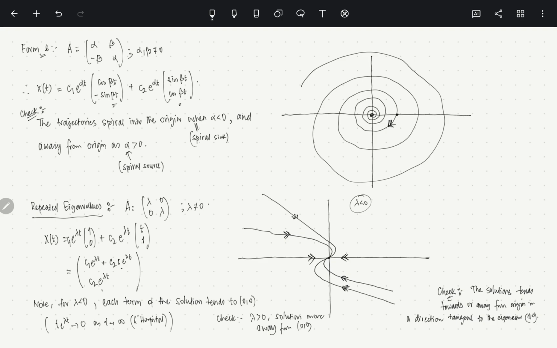As you can see, the direction, how is it tending? The tangential direction is in the direction of 1, 0. You understand? So it is tangential towards 1, 0, and it looks like this. That's the idea.